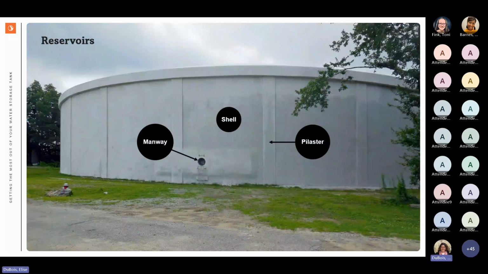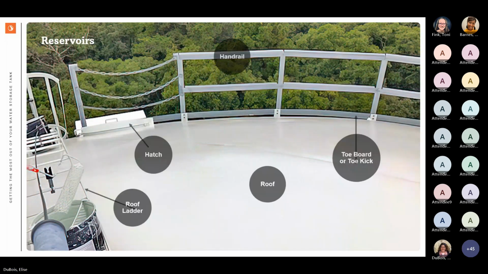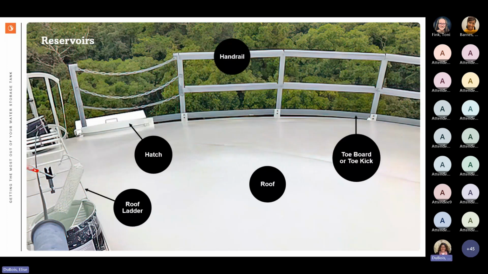Key term for you here is manway. It's an opening on the shell to access the tank interior. And here the key term is hatch. So this is an opening on the roof to access the tank interior. Essentially, they provide the same function as the manway on the shell, but due to location and slight differences in the appurtenances, they're known by different names.